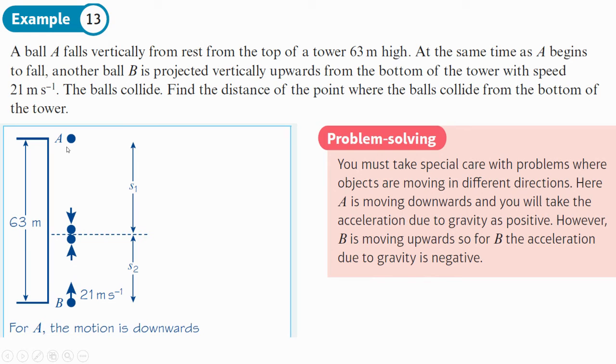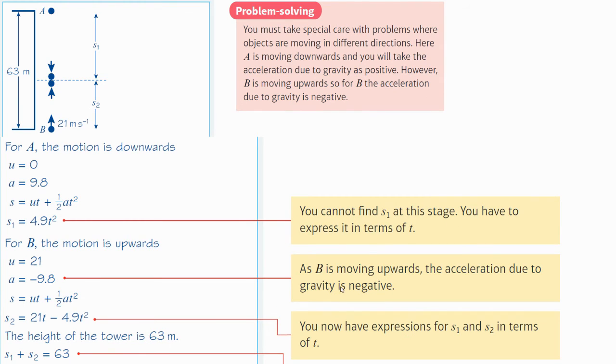So it's because 2 things are going in opposite directions. There's no obvious way of doing it. If you just pick one to be positive and the other one to be negative, or the other way around, it'll still work out. So in this case, we're going to pick for gravity to be positive, acting downwards. And so just consider A and B separately.